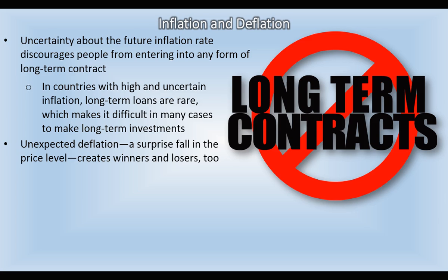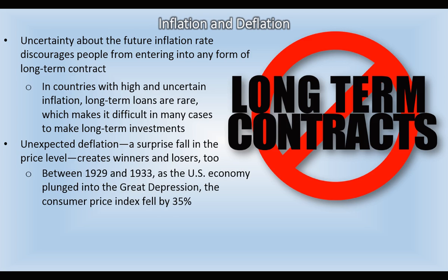Unexpected deflation. If prices are going down, then you're going to have deflation, which is a surprise fall in the price level, and it creates winners and losers as well. Between 1929 and 1933, as the U.S. economy plunged into the Great Depression, the Consumer Price Index, the CPI that we talked about, fell by 35% during that period. So again, that's something that could have happened to us post 2008 had things gone into that terrible of a state, to the extent that the U.S. was in back in the Great Depression era.